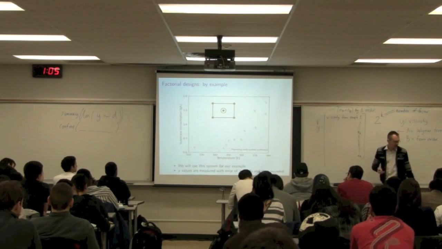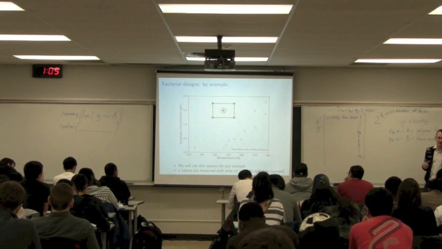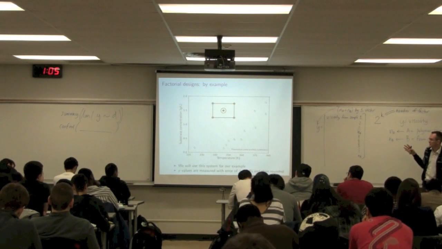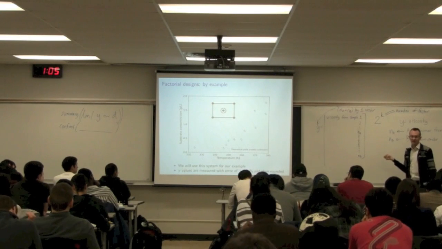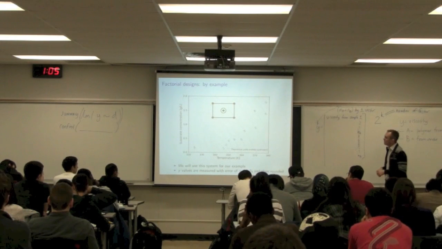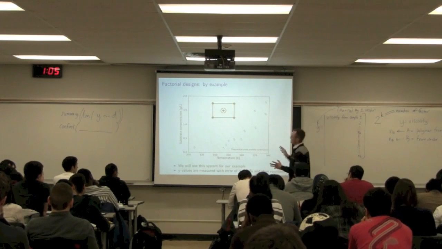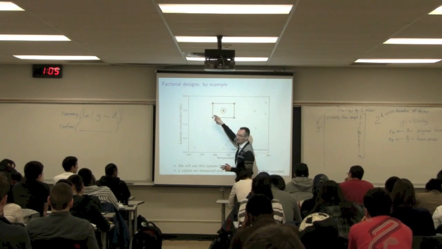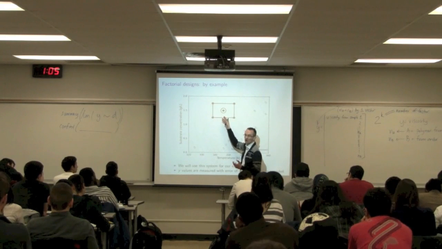And for this system, I'll assume that I also measure them with some error. So when I look at the numerical data next, there's some error in those data already built in. And what we're going to do is build a model that tells us which direction to move in next.